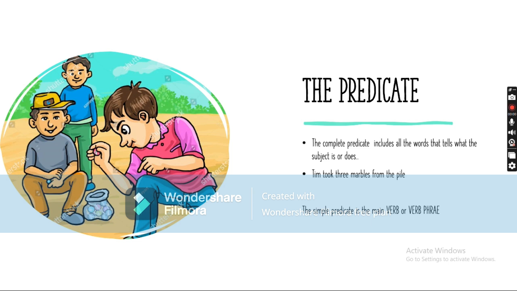For example, Tim took 3 marbles from the pile. Here the complete predicate is took 3 marbles from the pile. We are specifying 3 and from the pile because we are adding more information about what Tim is doing. And if I wanted to make it a simple predicate, I'd say Tim took marbles. Here this predicate would be took marbles because we're not adding words to make it more identifying.